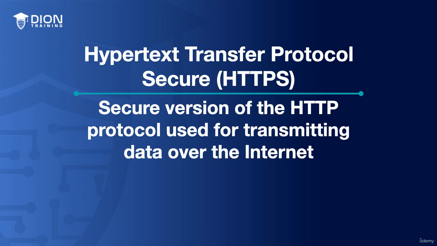Hypertext Transfer Protocol Secure, or HTTPS, is a secure version of the HTTP protocol that's used for transmitting data over the internet. HTTPS is going to encrypt the data in transit and protects it from eavesdropping and tampering, and we use it mostly to be able to view and access websites.